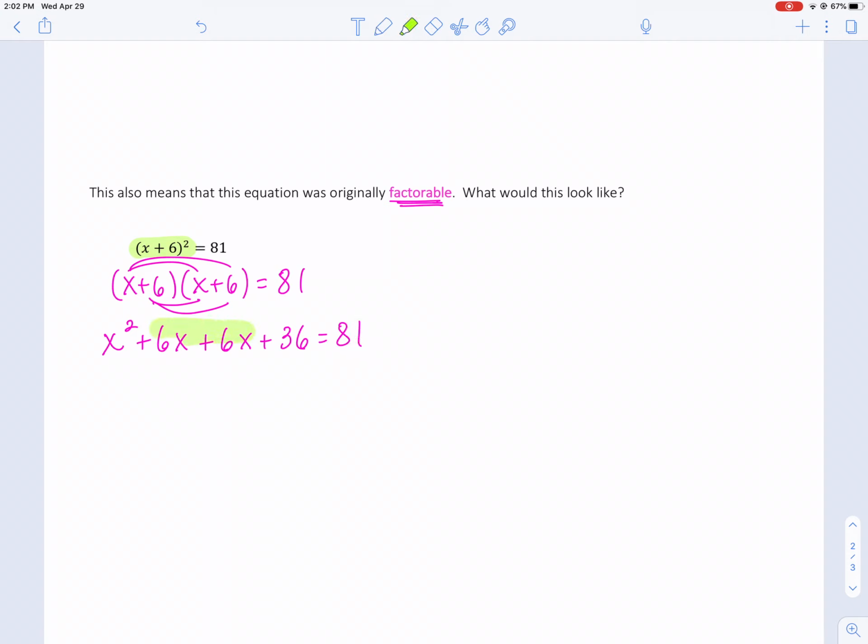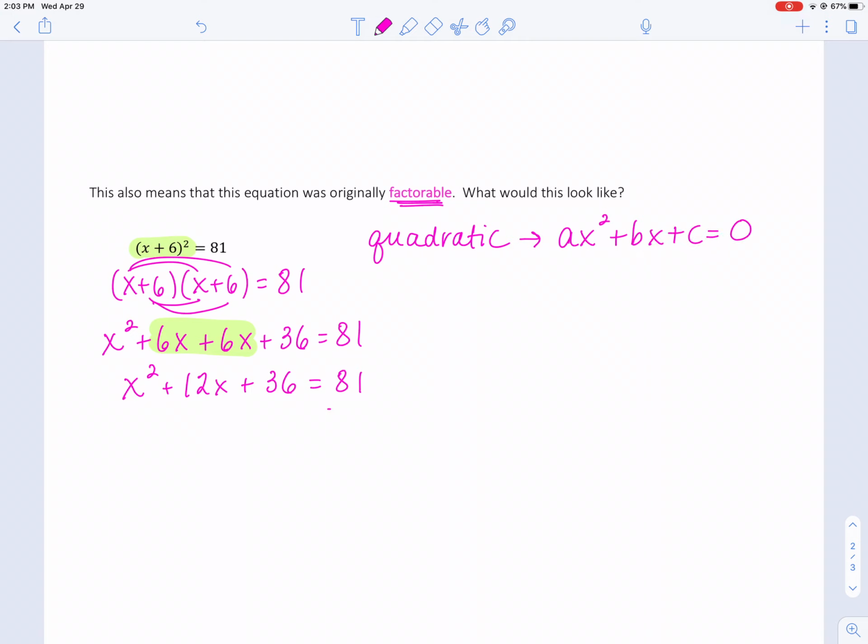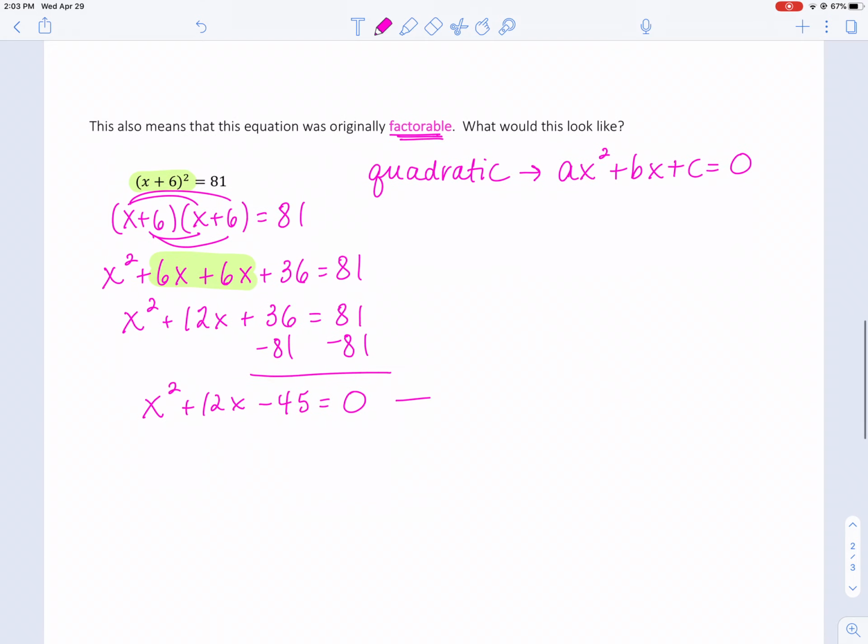These are like terms, and it makes sense. X squared plus 12x plus 36 equals 81. But this, obviously, is quadratic. And if it's quadratic, it means it should look like this: ax squared plus bx plus c equals 0. We're looking at potentially a trinomial. So I'm going to take that 81 and move it to the other side. And I'm going to say, what's 36 minus 81? Negative 45.